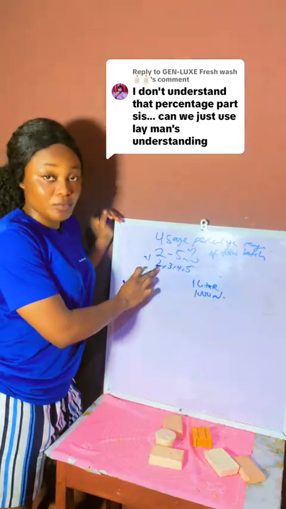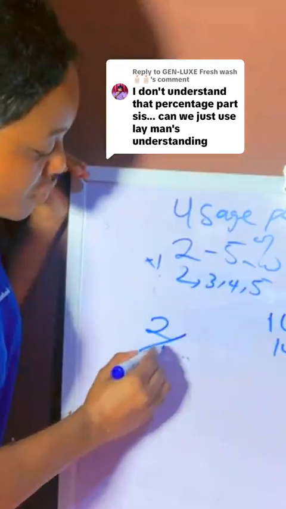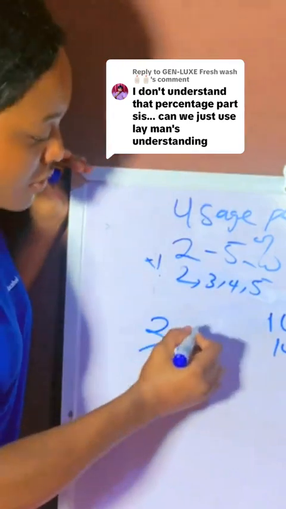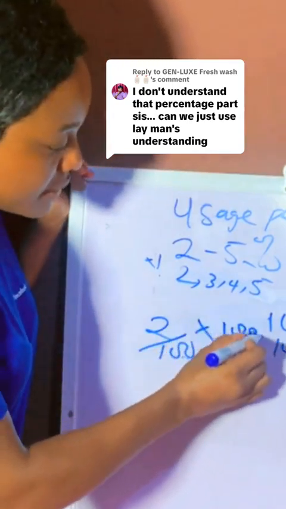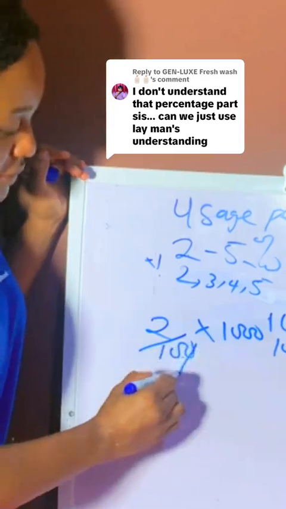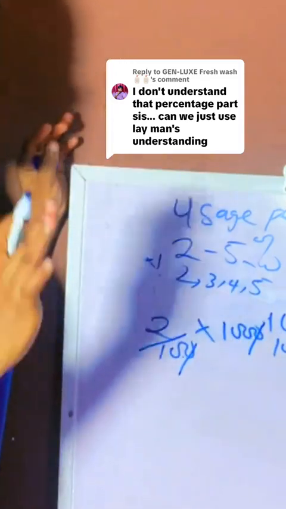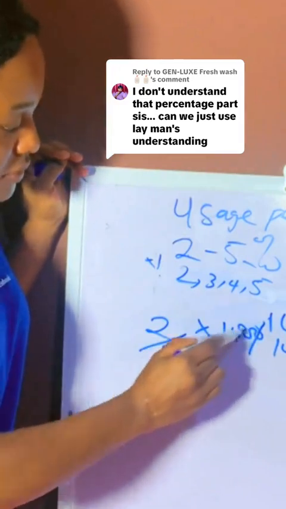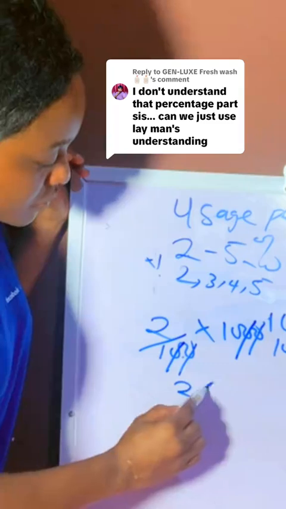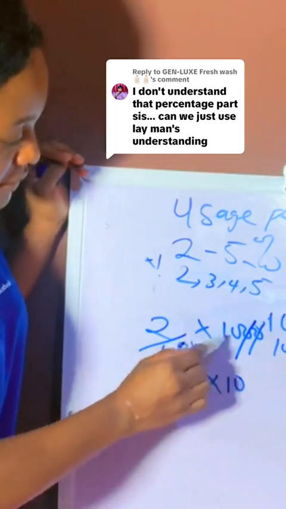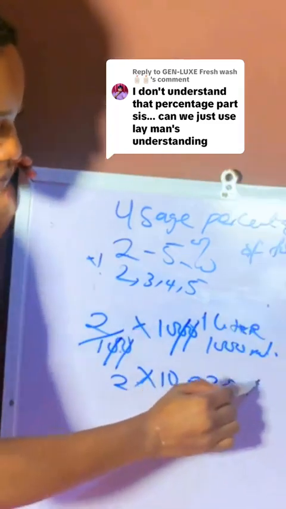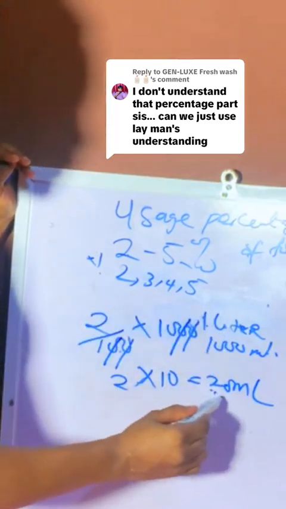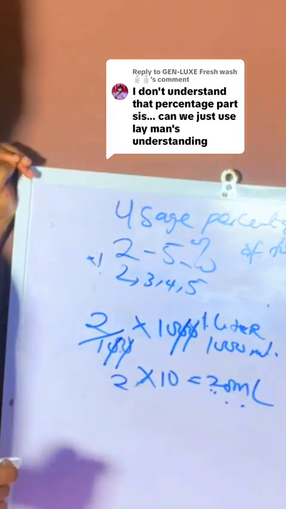Now, if I make use of 2%, what this means is 2 over 100. 2% means 2 over 100. 1% means 1 over 100. Multiplied by 1,000. Just do what I do, even if you don't understand, just follow what I do. This zero cancels this zero. This zero cancels this zero. Then you're left with 2 multiplied by 10, equal to 20 mil. This means for your 1 liter production, you need 20 mil of cocamide for your production.